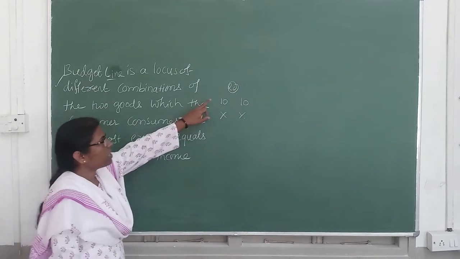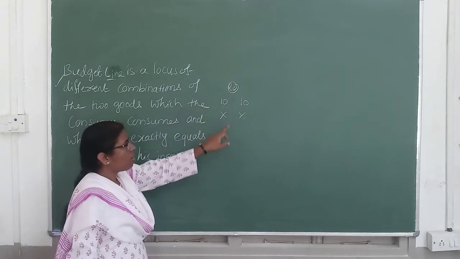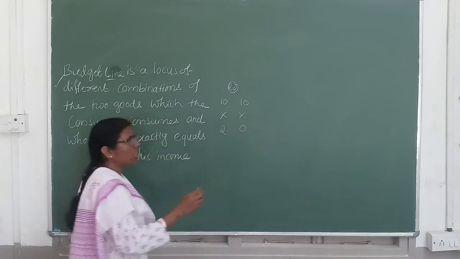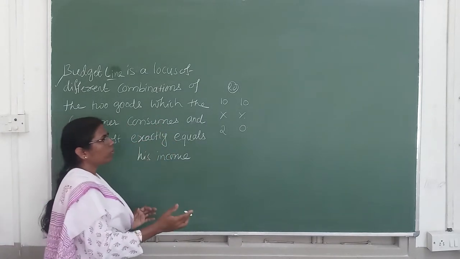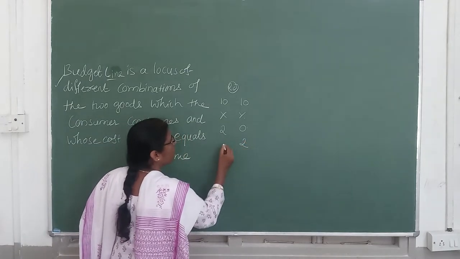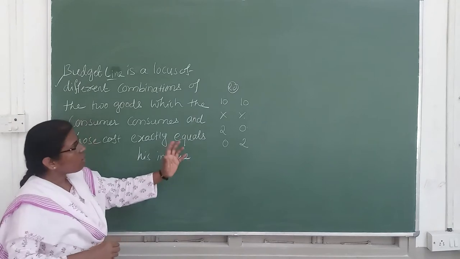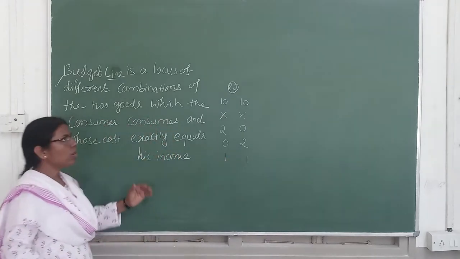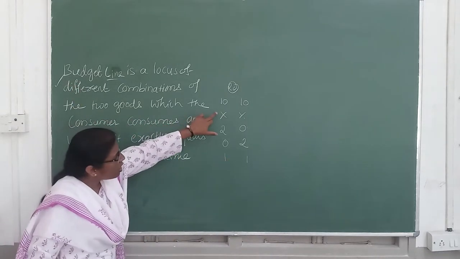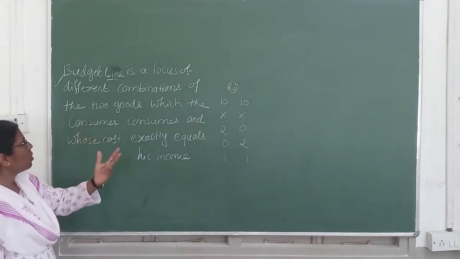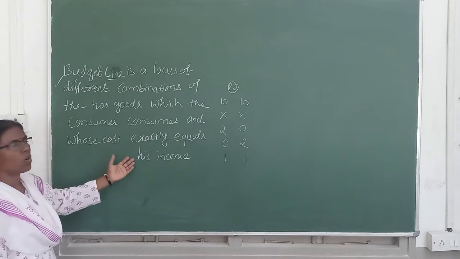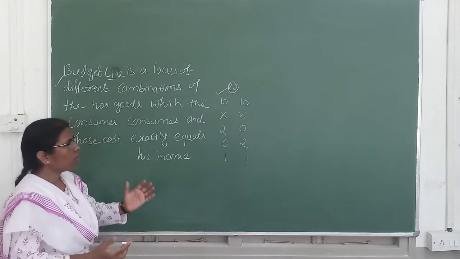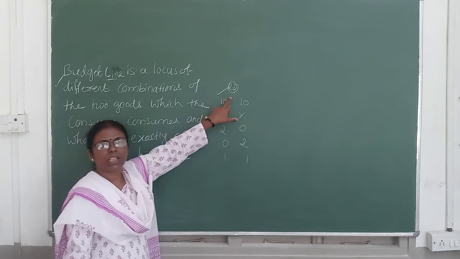If he spends all his income, that is 20 rupees, on X, he purchases 2 of X and Y is equal to 0. If he spends the 20 rupees on Y, he purchases 2 of Y and 0 of X. If he spends 20 rupees on both, that means 1 of X and 1 of Y. So what is a budget line? It is nothing but the locus of different combinations of two goods which the consumer consumes and whose cost exactly equals his income. It is not possible for the consumer to purchase more than this because his income is limited.